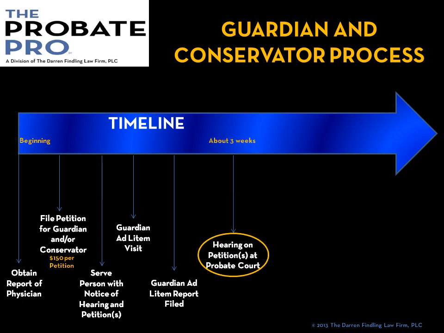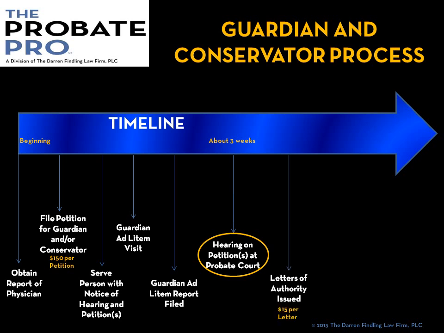There will be a hearing on the petitions for appointment of guardian and or conservator at the probate court about 3 weeks after the original petitions have been filed. The judge will make a determination if, based on clear and convincing evidence, that there is a need for the appointment of a guardian and or conservator for that individual. The court will also determine who should serve in that capacity.